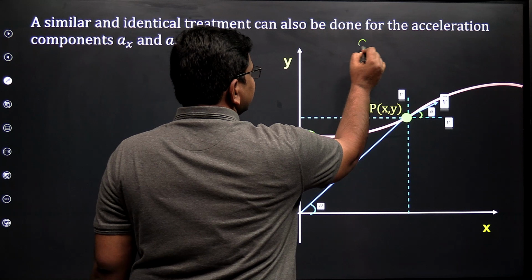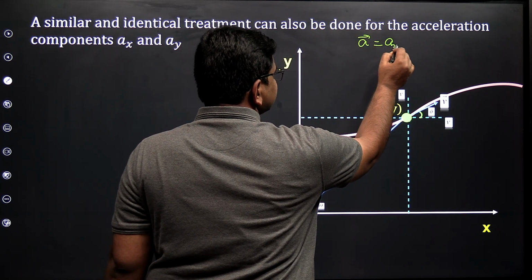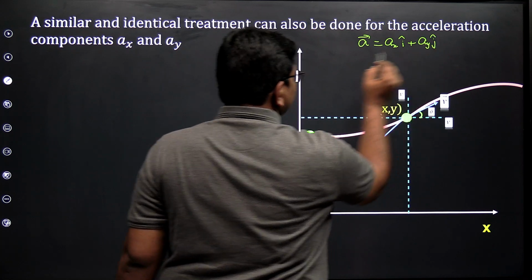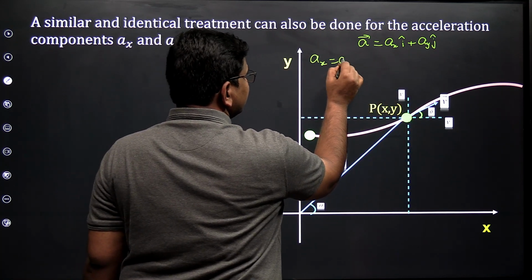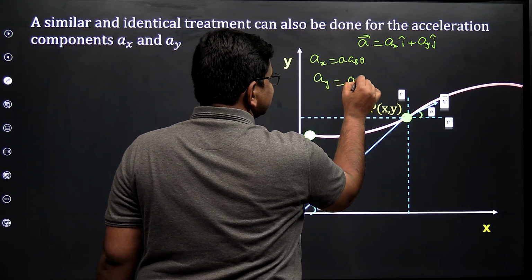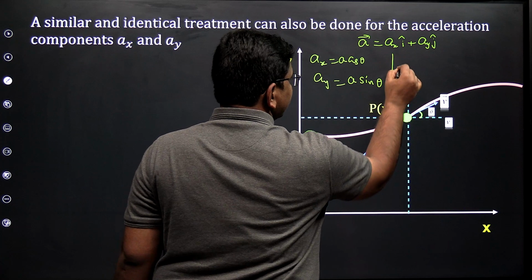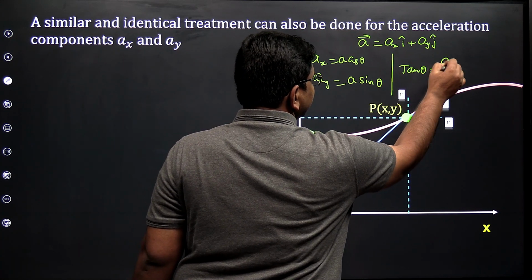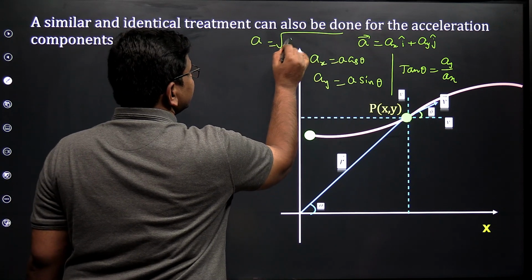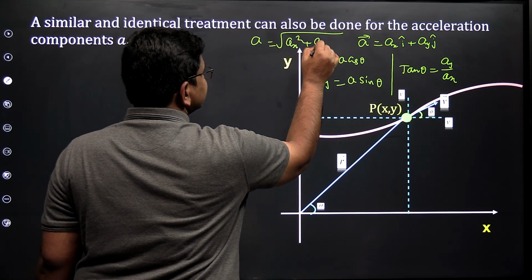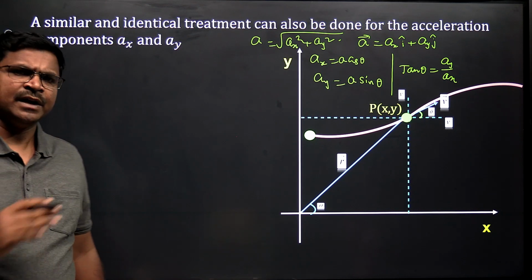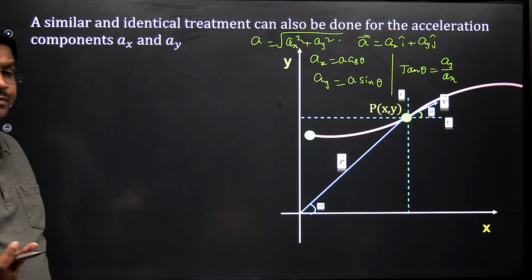Acceleration can be written as A equal to Ax in the i direction plus Ay in the j direction, where Ax is equal to A cos theta and Ay is equal to A sin theta. I can write tan theta equal to Ay by Ax, and the magnitude A can be written as square root of Ax square plus Ay square. These are similar kinds of analysis from basic vector algebra, that is, resolution of the vector.